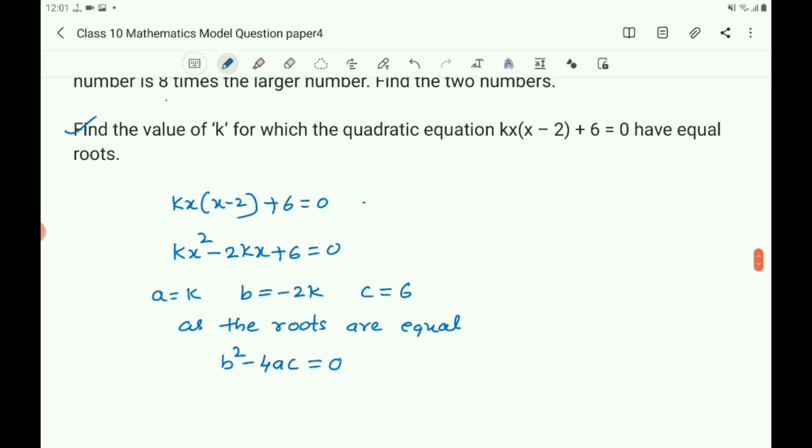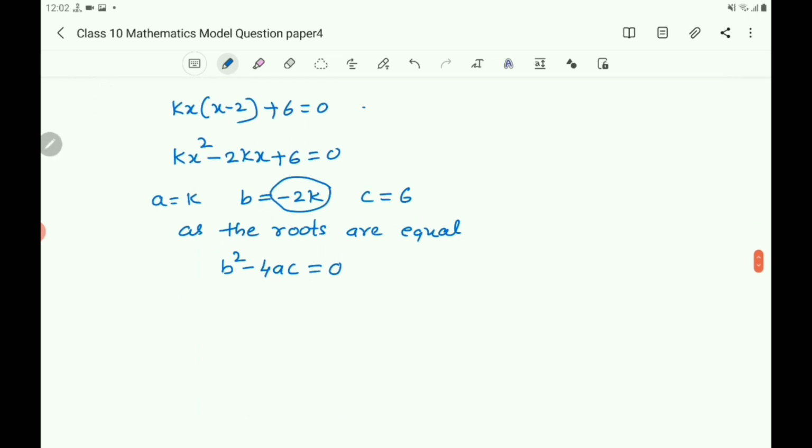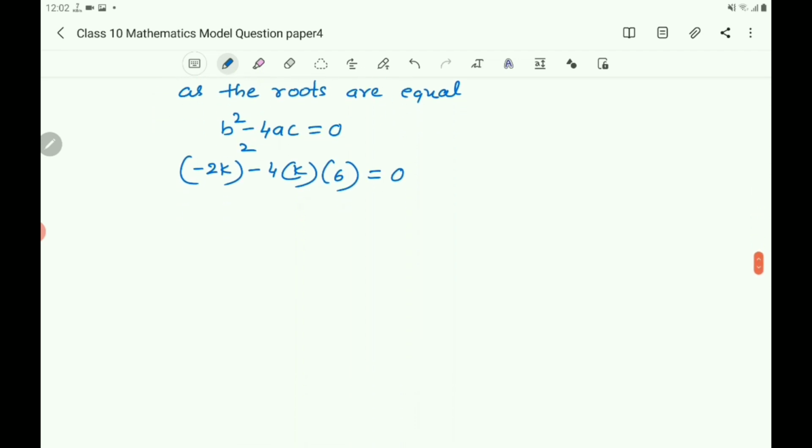Then you write b is minus 2k. Minus 2k whole square minus 4, and a is k and c is 6, equals 0. Then minus 2k whole square is 4k square, and 4 sixes are 24, minus 24k equals 0.